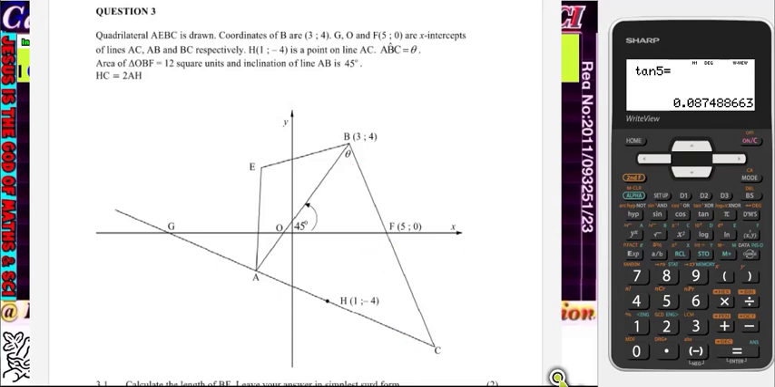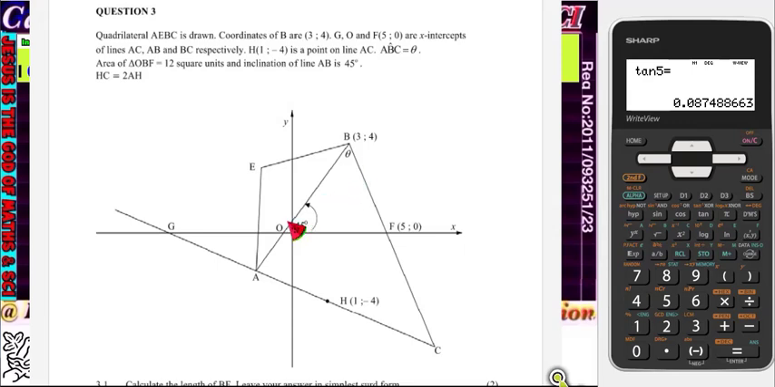You good? But next, they can ask me to calculate the gradient of BE, AE, AC, GE, or that. Or they might give me those things, then I will have to get the point. Next one. They can ask me to calculate.